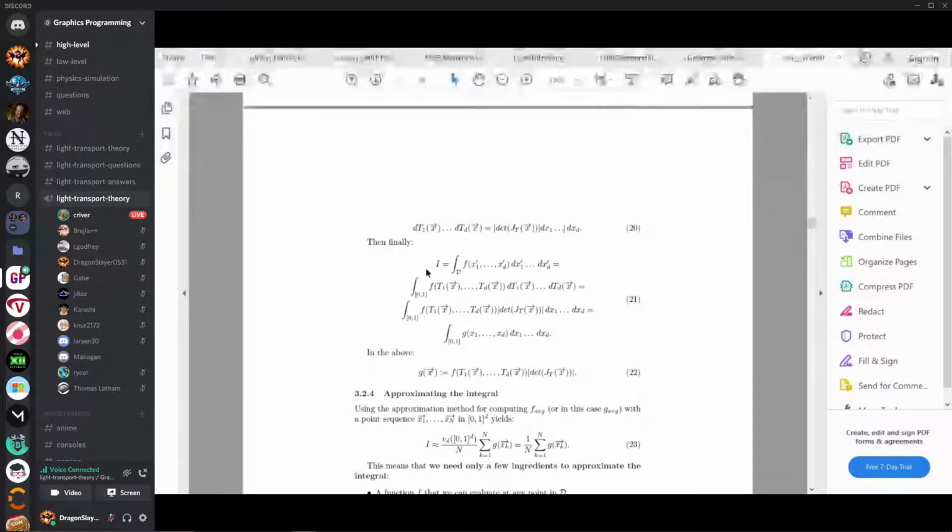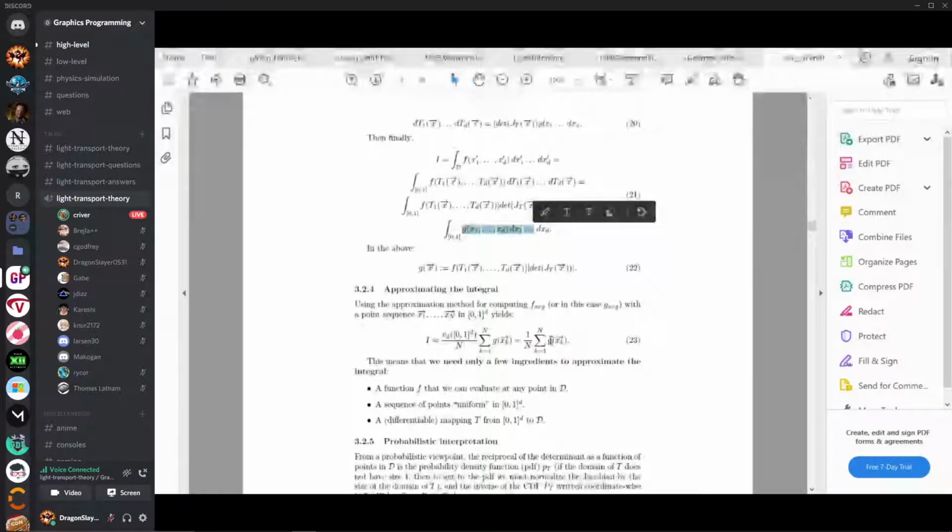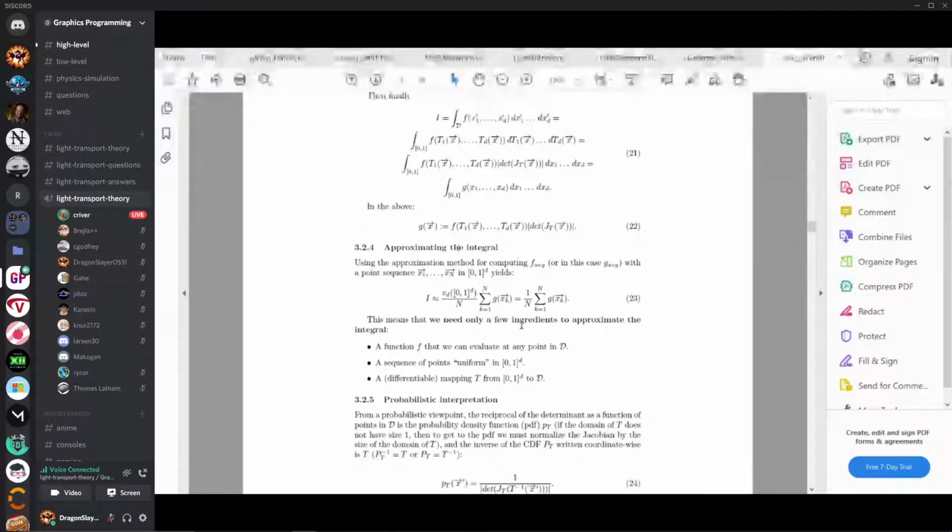So at the end of the day, you start with your original integral, you apply some transformation, then you get your original domain, and this should be to the power D here. That's a typo. And finally, you get a function g, which is of this form. And this we know how to integrate. So we transformed our function into a new function, which we can integrate with our methods.